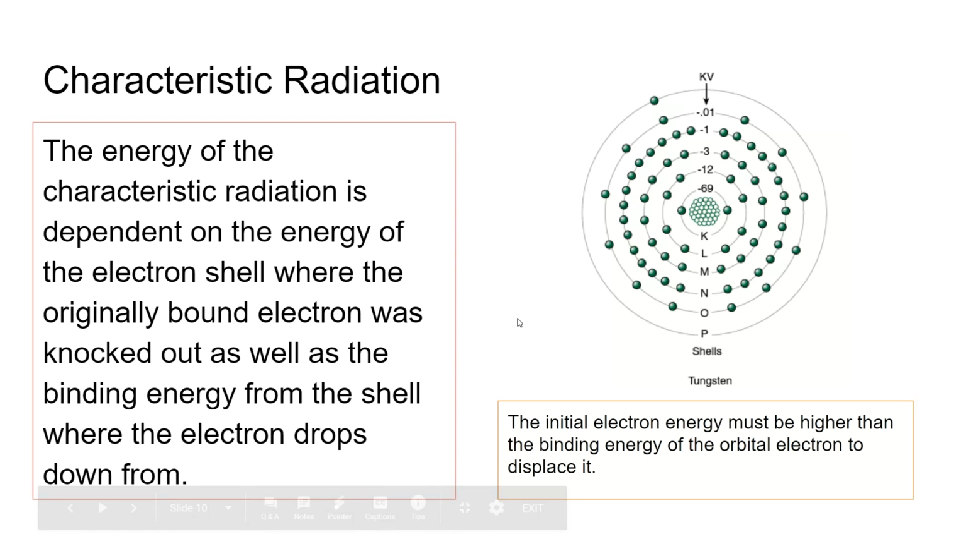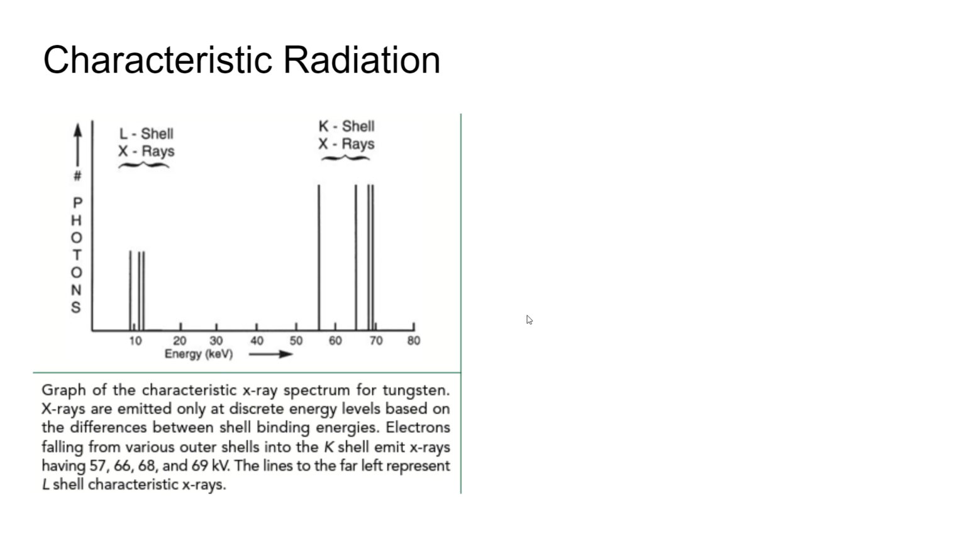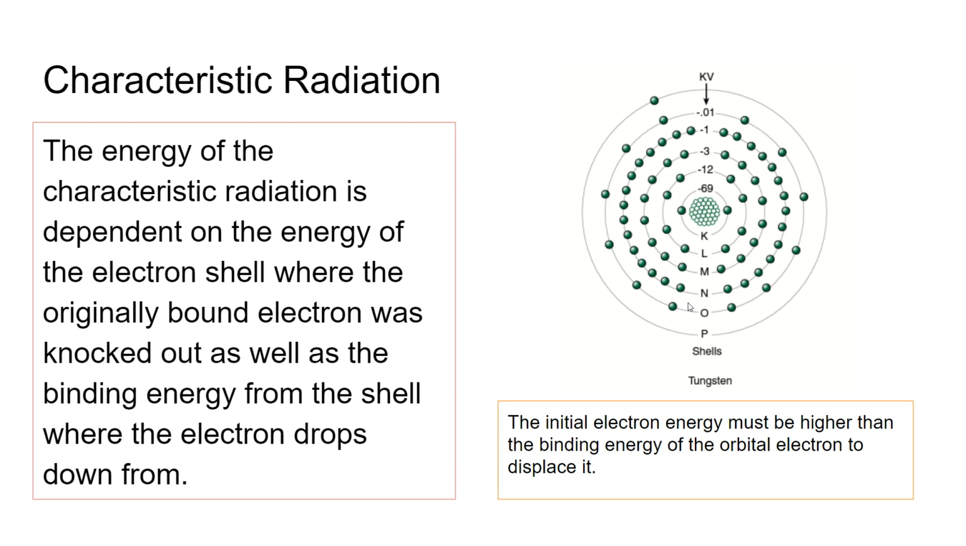Now, I should probably take these numbers and add them in here. We have 57, 66, 68, and 69. Can you still see the numbers?